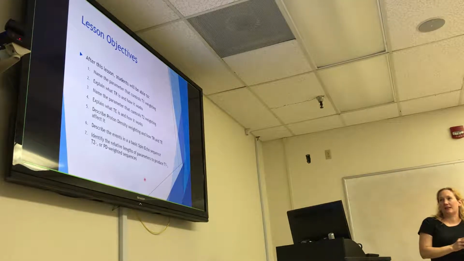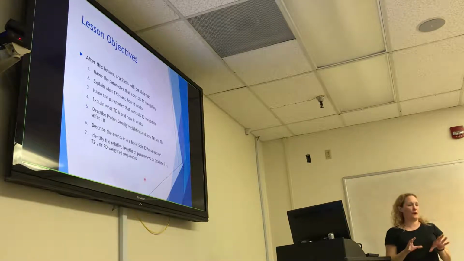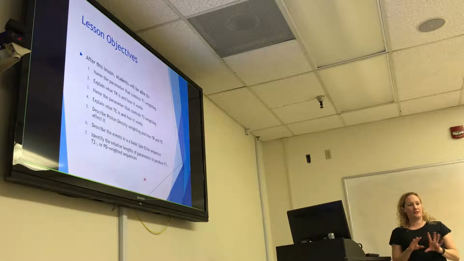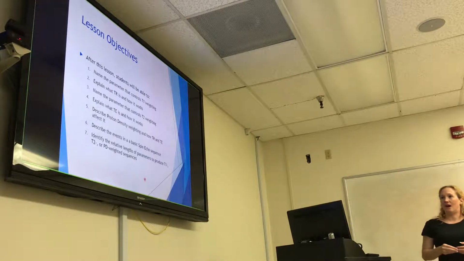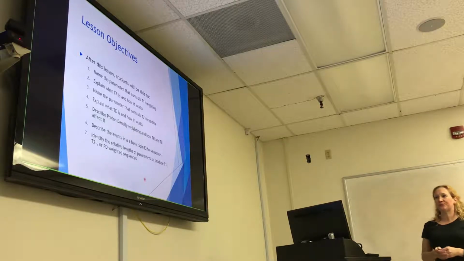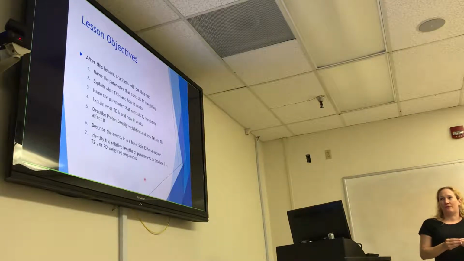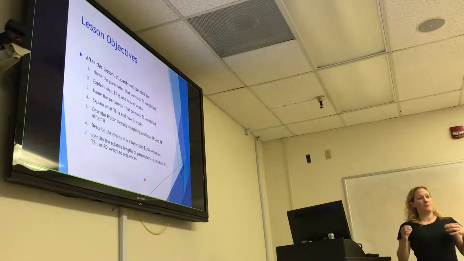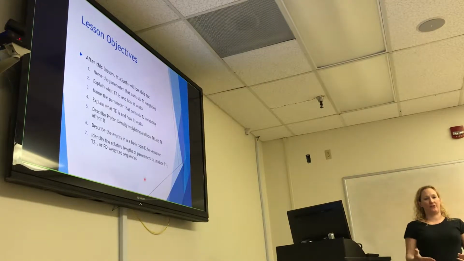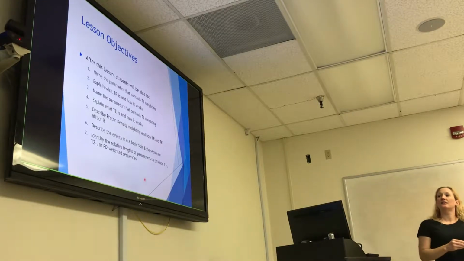After this lesson, students will be able to name the parameter that controls T1. We did talk about that a little bit last week, but we're going to get into a deeper explanation of what that is this week. We're going to be able to explain what TR is and how it works. You'll be able to name the parameter that controls T2 weighting. And again, we mentioned it last week briefly, but this week we're going to delve deeper into exactly what that means. You'll be able to explain what TE is and how it works.